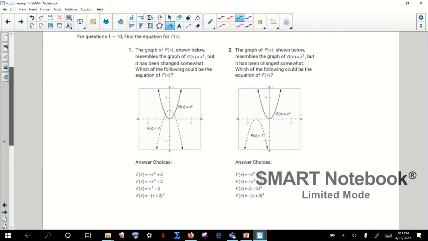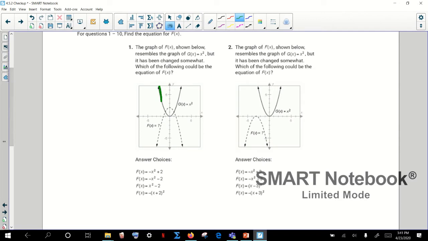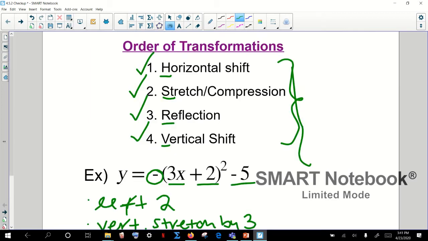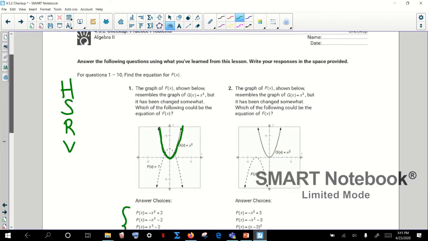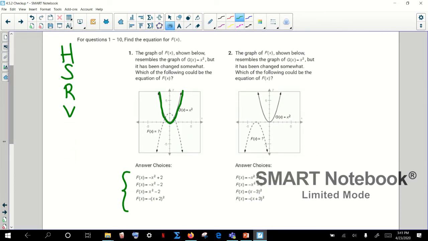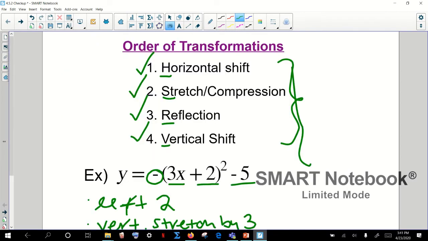For all of these, we're given an original graph in a solid line, and then the transformed graph is the dotted line. We want to figure out which equation would get us from the solid line to the dotted line. What's the order of our transformations? HSRV, let's write that to the side so that we can remember. Horizontal shift, we don't have any of that, so we don't have to think about that. What's the next one? Stretch or compression.